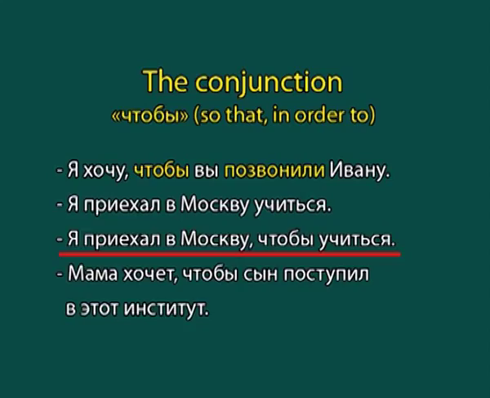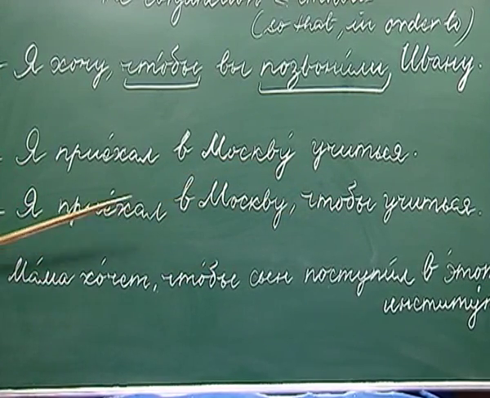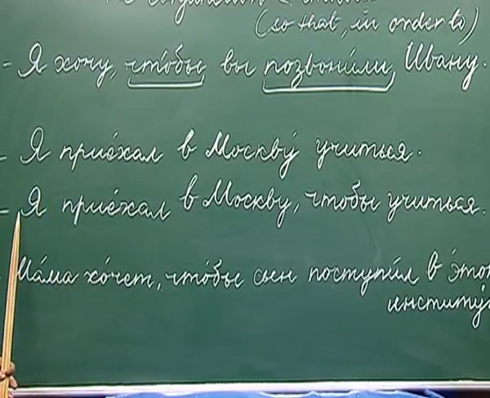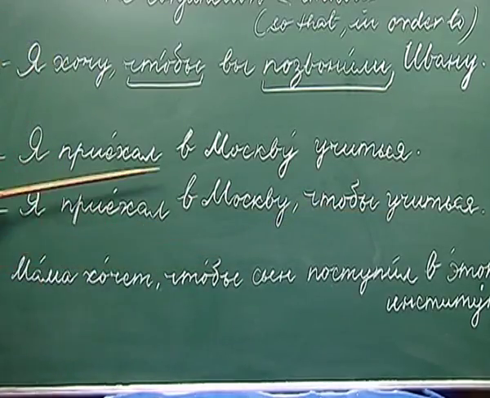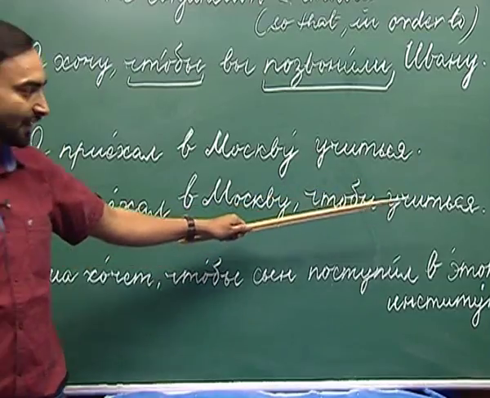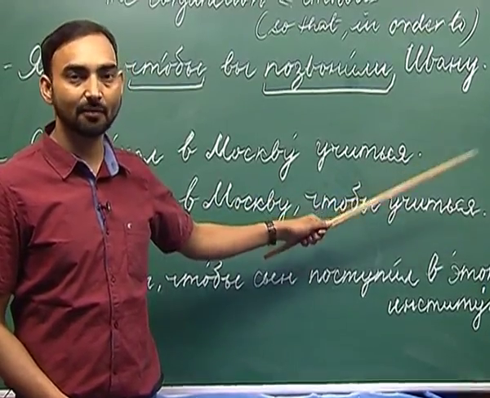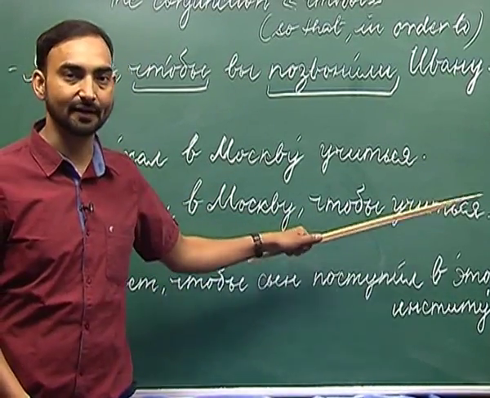And as you can see, in this sentence, the performer of the action is the same, which is the subject of the principal clause, which is ya here. Ya priechal v Moskvu shtoby uchitsa and ya priechal v Moskvu uchitsa. So, in this case, we use the infinitive form of the verb in the subordinate clause. Ya priechal v Moskvu shtoby uchitsa.